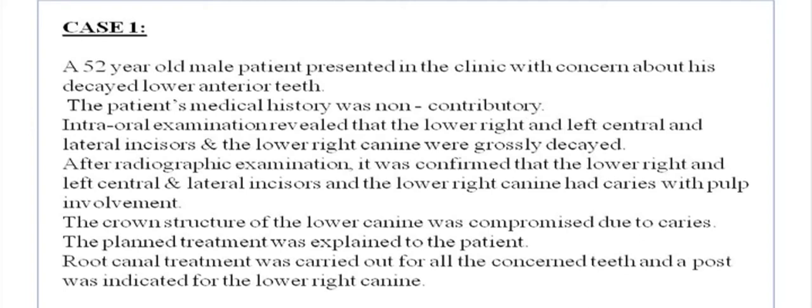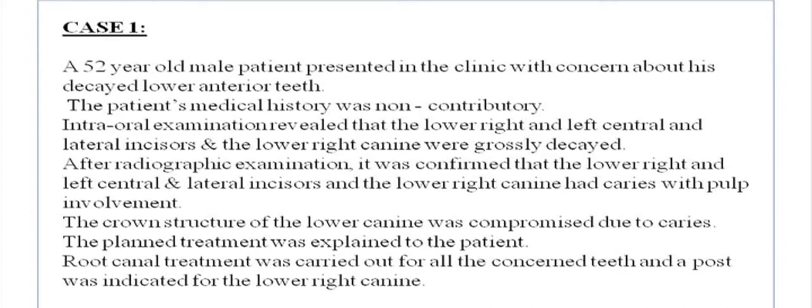Intraoral examination revealed that the lower right and left central and lateral incisors and the lower right canine were grossly decayed. After radiographic examination, it was confirmed that these teeth had caries with pulp involvement. The crown structure of the lower canine was compromised due to caries. The planned treatment was explained to the patient.